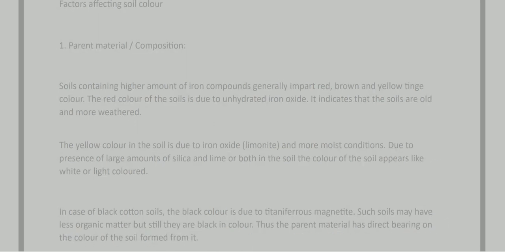Factors affecting soil color. 1. Parent material composition. Soils containing a higher amount of iron compounds generally impart red, brown and yellow tinge color. The red color of the soils is due to unhydrated iron oxide.